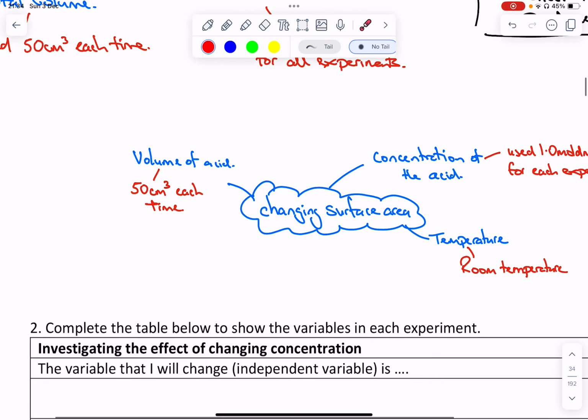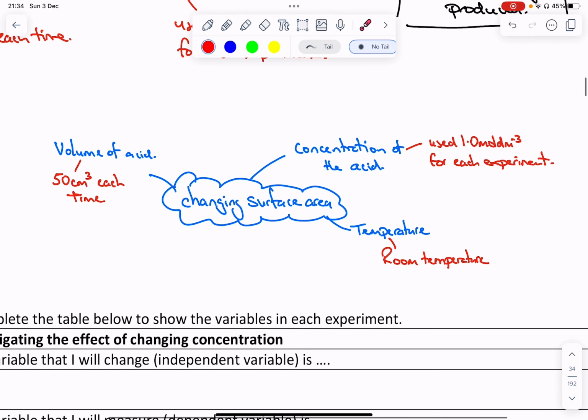In the second experiment we did, we changed the surface area, so we changed the size of the calcium carbonate. Some groups used large, some groups used medium, some used small. In this experiment, this means we have to keep the following things the same. We kept the concentration of the acid the same: in each experiment, we used 1 mole per decimeter cubed. Again, we kept the temperature the same, at room temperature, and we kept the volume of acid the same in each one.